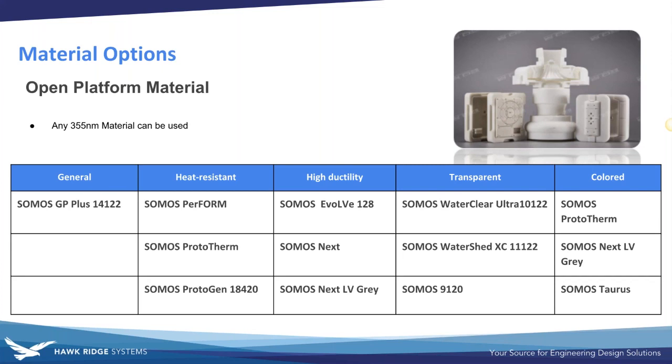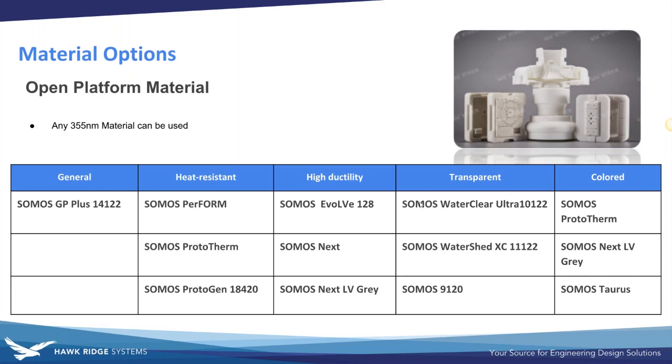The other thing that's really cool is UnionTech is an open source printer, so they don't care what material you put in it as long as it works. So any material that is the 355 nanometers material can be used.